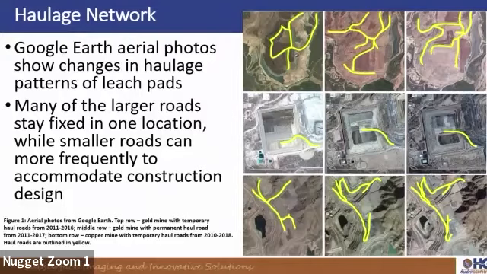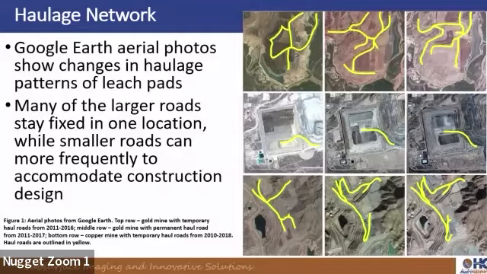So just looking at general haulage networks across leach pads, I can go on Google Earth and use the time function where you can go back in time and look at older aerial photos. And what I've done here is taken several leach pads across time and just drawn over top of them the main haulage roads in yellow. What you can see is as they build up the leach pad through time, some of the larger roads will stay fixed, but the smaller ones will change their locations to accommodate construction and design.